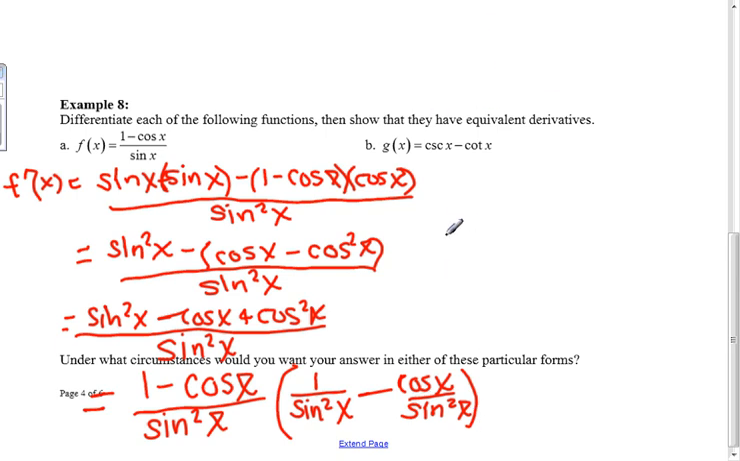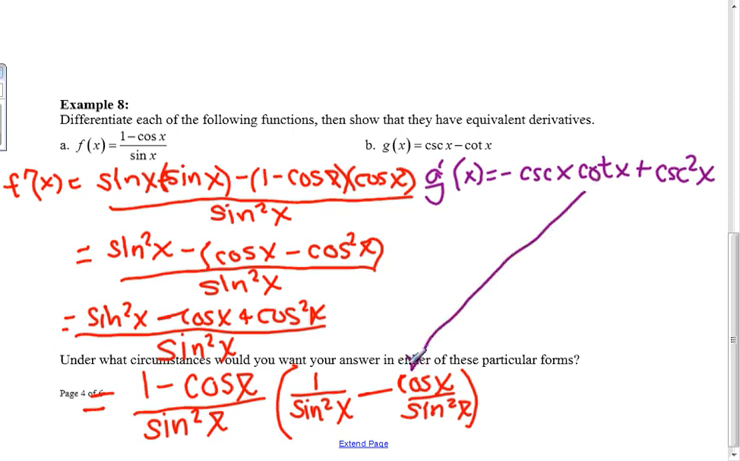Alright, the derivative of cosecant of x. If you look at the top of the paper, it says that it's negative cosecant of x times cotangent of x. Right, so negative cosecant of x times cotangent of x minus the derivative of cotangent of x. So plus cosecant squared of x.